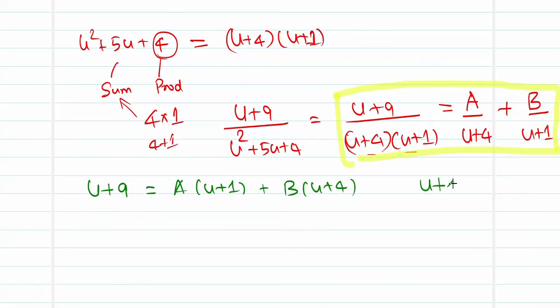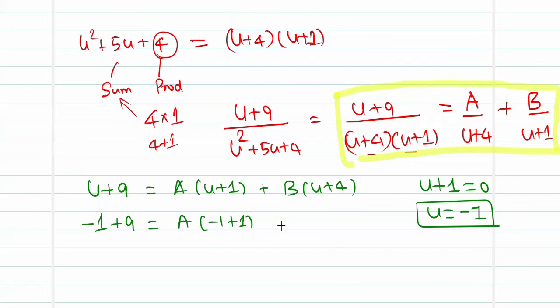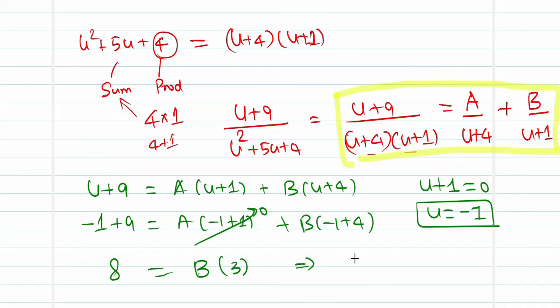So when I equate the u plus 1 factor to 0, substitute u to be equal to minus 1. When I do it on both sides of it, I have minus 1 plus 9 equal to a times of minus 1 plus 1 plus b times of minus 1 plus 4. Now this automatically vanishes one of the constants, leaving us with just the value for b: 9 minus 1, this makes it 8 equal to b times of 4 minus 1, so that makes it 3. Hence I have the value for b to be equal to 8 divided by 3. I have got the value for b.